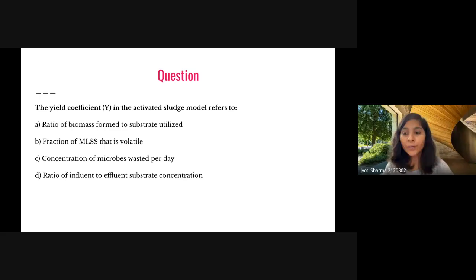Okay, so we talked about growth rate, where it was yield coefficient. Yield coefficient in the activated sludge model refers to, we have four options here: ratio of biomass formed to substrate utilized, fraction of MLSS that is volatile, concentration of microbe wasted per day, ratio of influent to effluent substrate concentration.